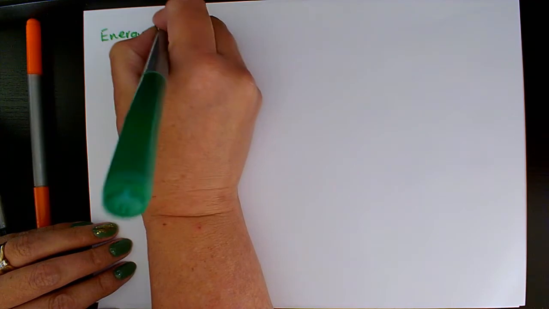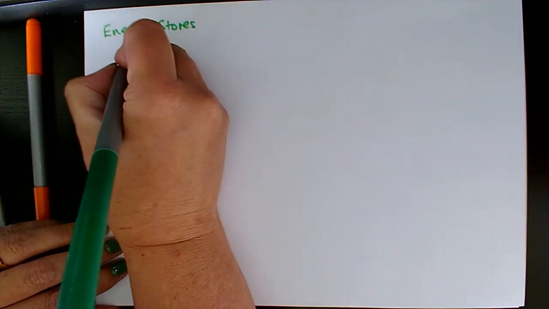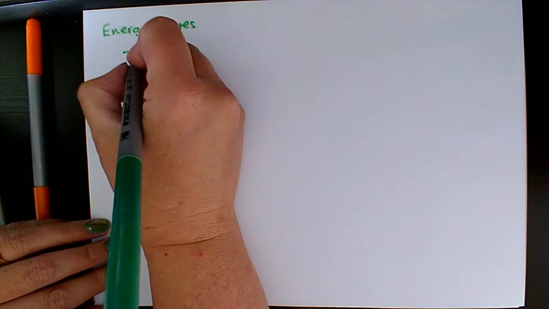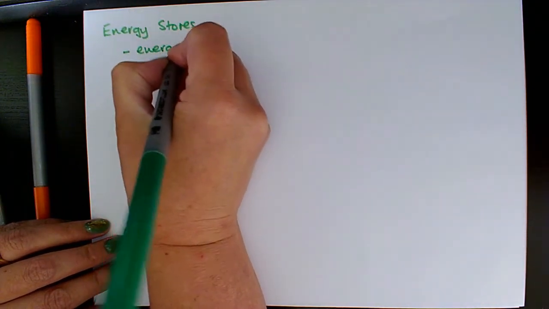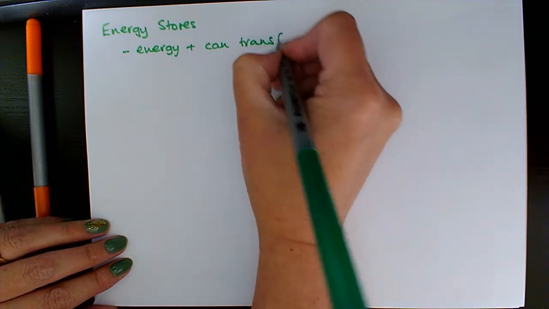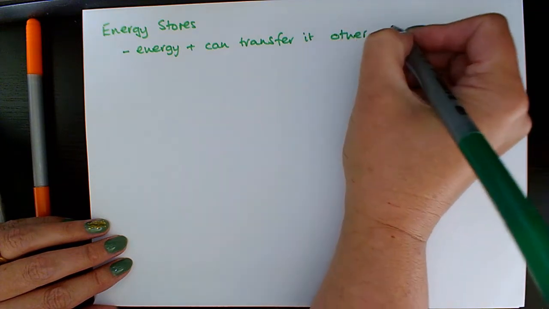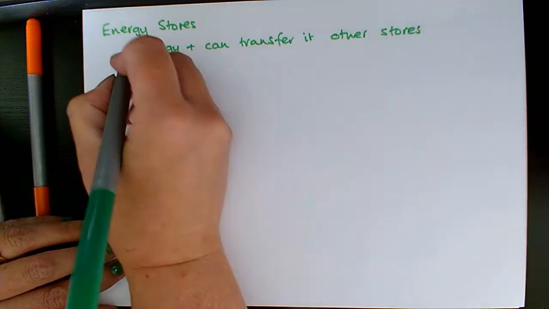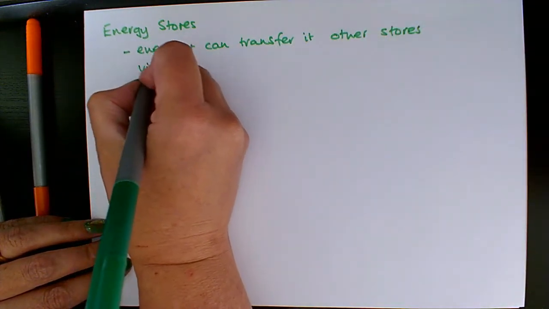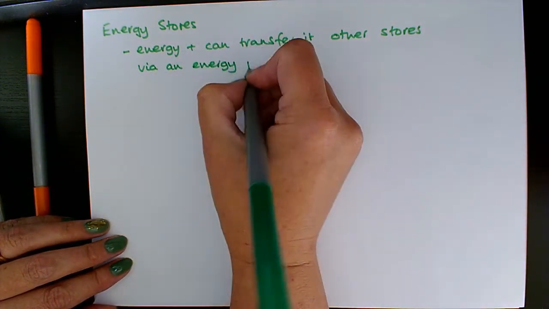So to start off with, we need to think about the energy stores that are actually in things. Now, by a store we mean something that contains energy and can transfer it to other stores via an energy pathway.